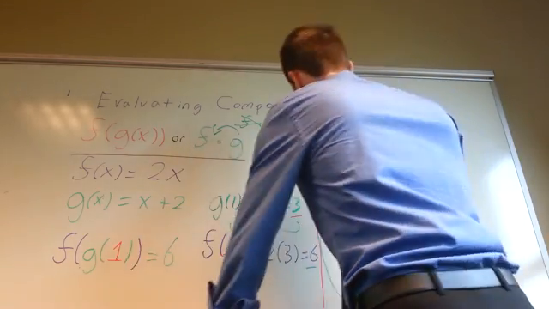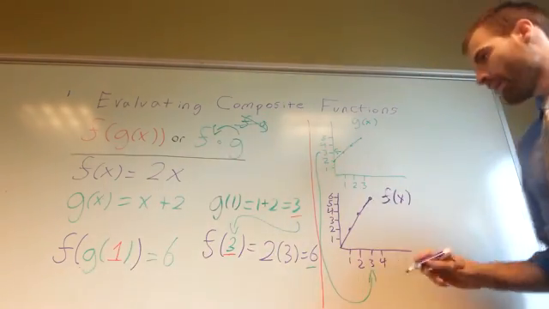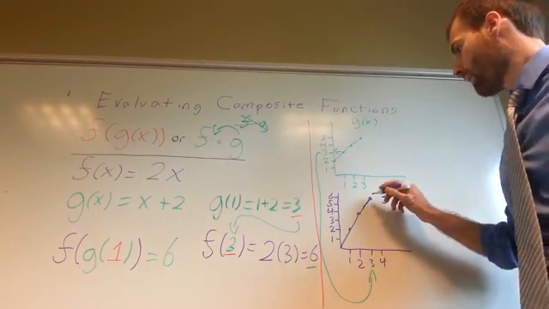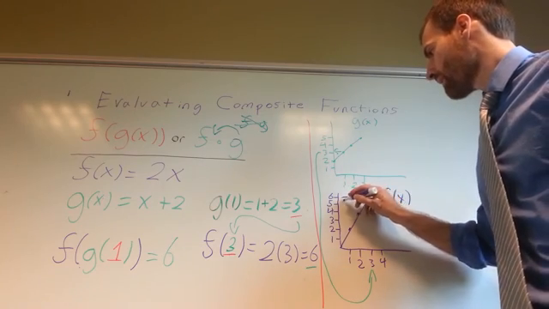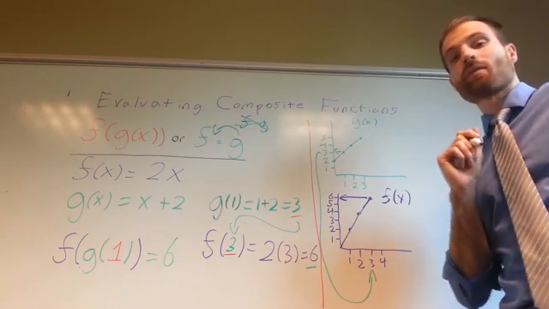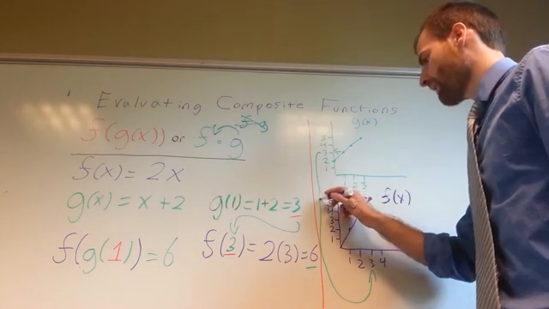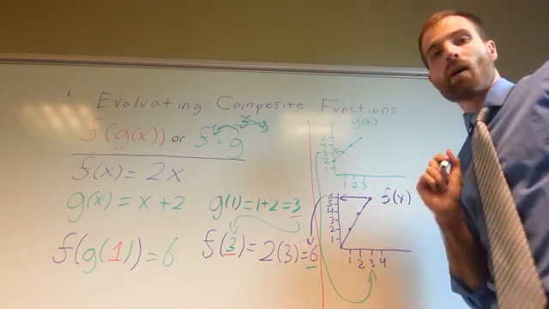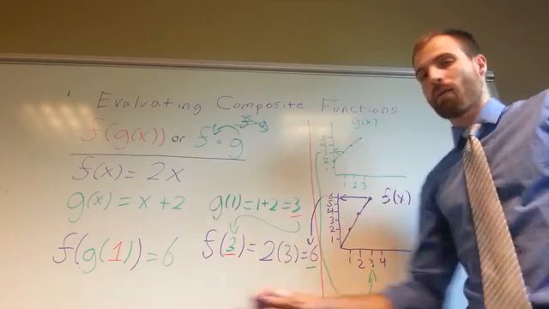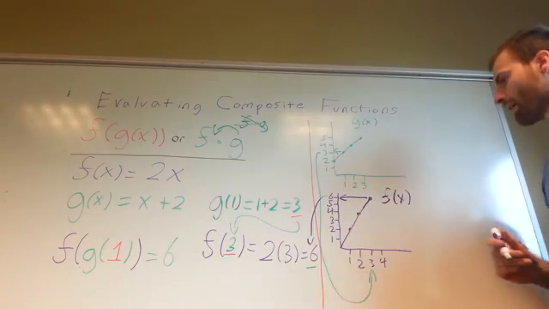And then if we look at our second function here, and we evaluate the 3, we look over, that gives us 6 right here. So 6 is our output, that's our answer, and that is the same thing that we got right here when we calculated it using our mathematical formulas.